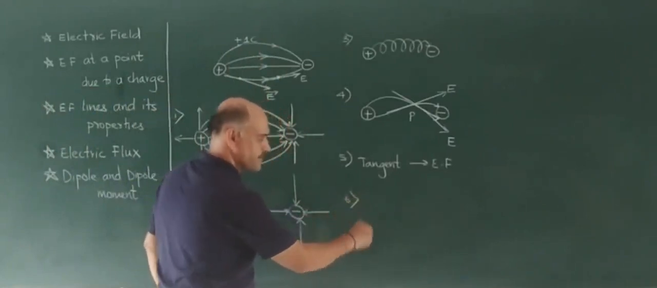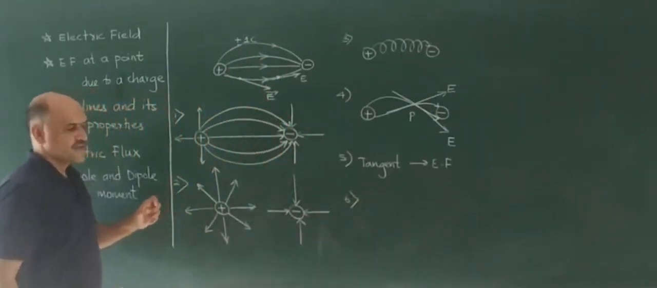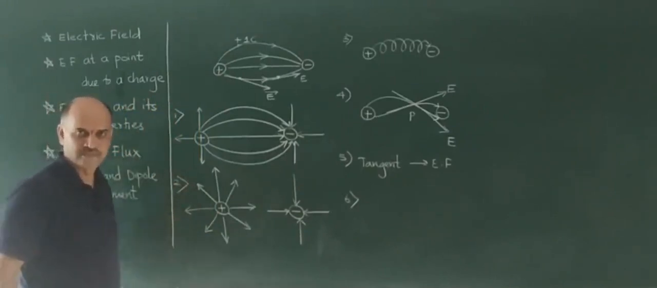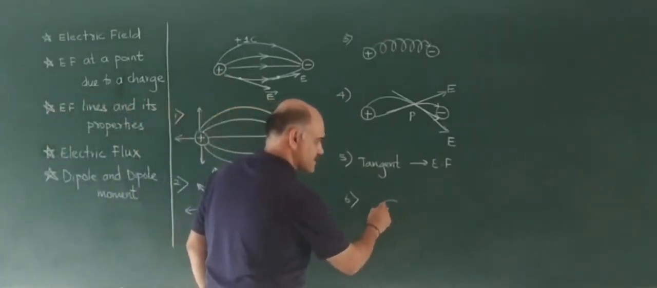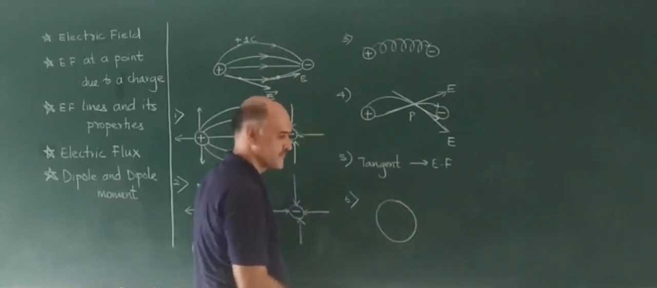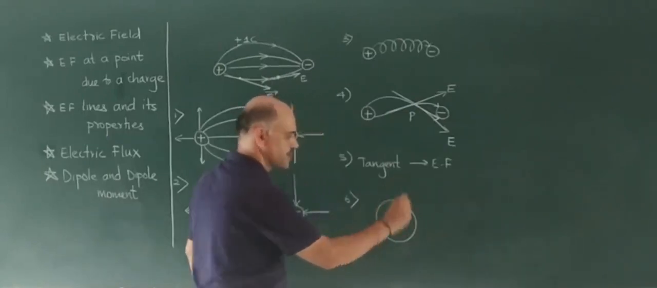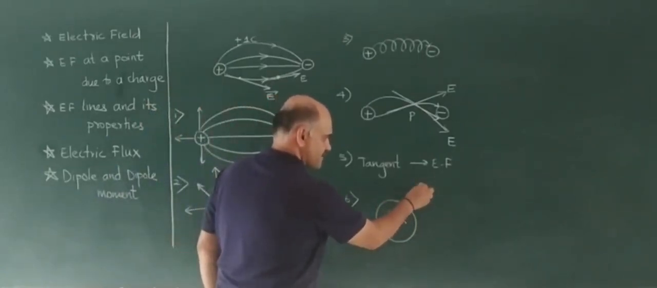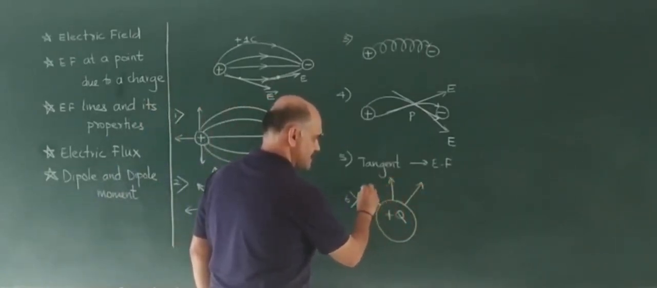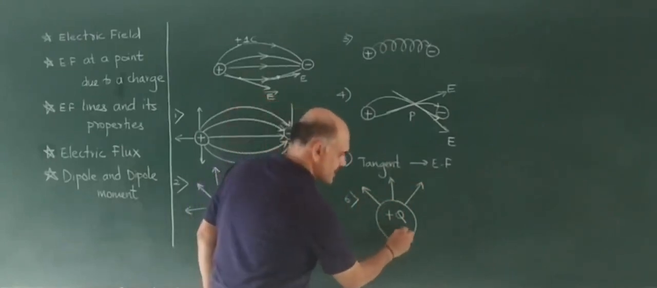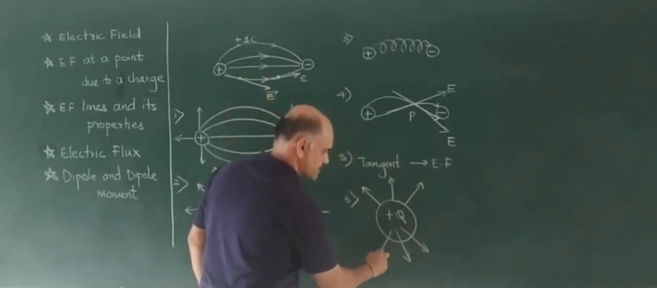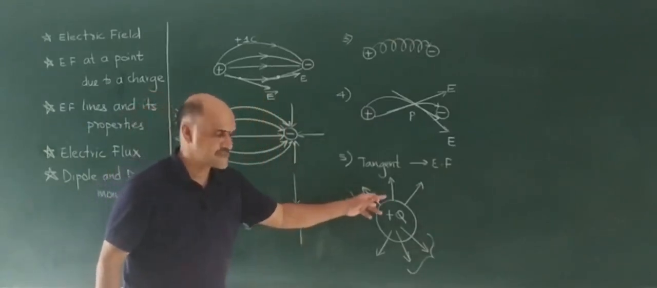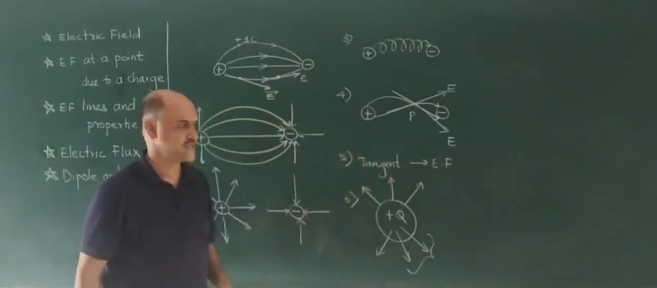Sixth, electric field lines start from the surface of a conductor. They will not pass through a conductor. Suppose this is a charged sphere having a positive charge Q. The electric field lines will start from the surface and end at the surface. You will never have it in this form. This is not possible. It starts from the surface and ends at the surface.